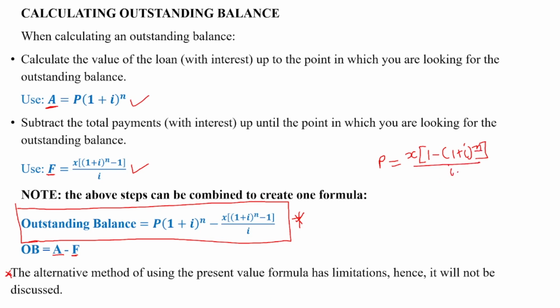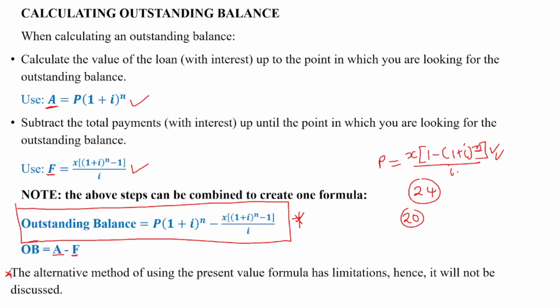And then for the n, we use the number of payments that are yet to be done. Let's say, for example, the loan has to be paid off by 24 payments, and then you want to calculate the outstanding balance after 20 payments. If you're using this formula, you have to use the 4 payments that are yet to be done. So for n, you're going to use 4.